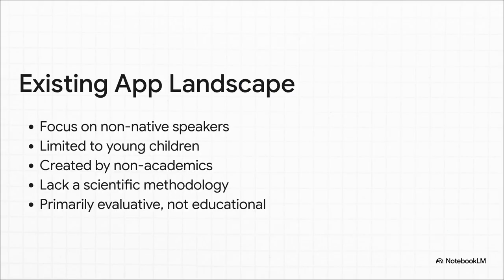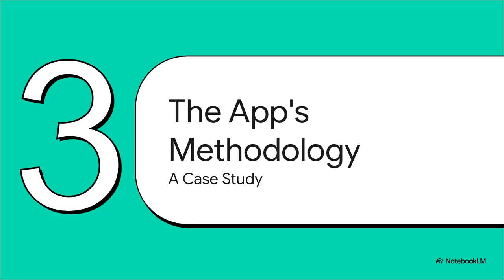You see, when the researchers looked at the existing app market, they saw a few big problems. Almost every app out there is for people who don't speak Arabic or for very young kids. On top of that, many are made without any real academic input. And here's the kicker, they mostly just test you. They don't actually teach. And that's exactly where this case study comes into play. The paper does a deep dive into the Arabic is My Language app to figure out how a tool can be built the right way to fill this massive void.